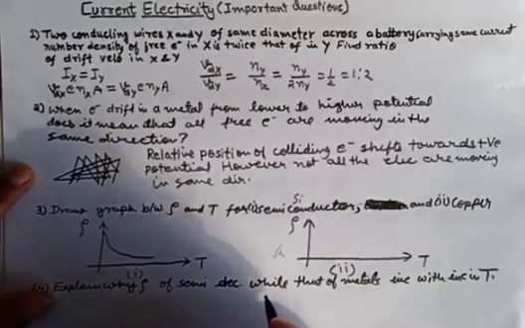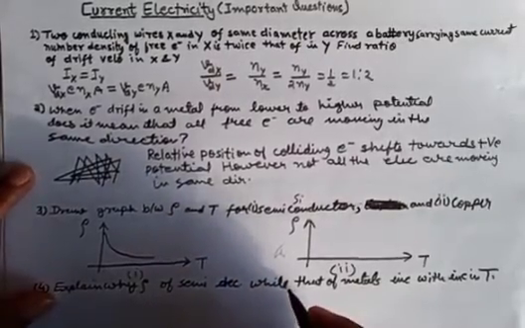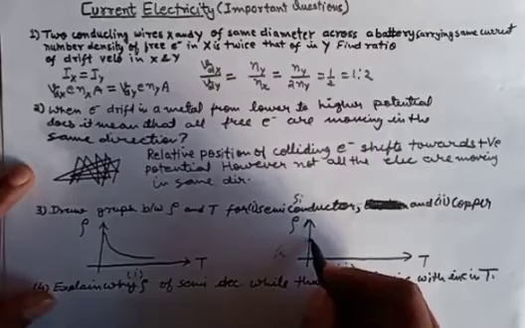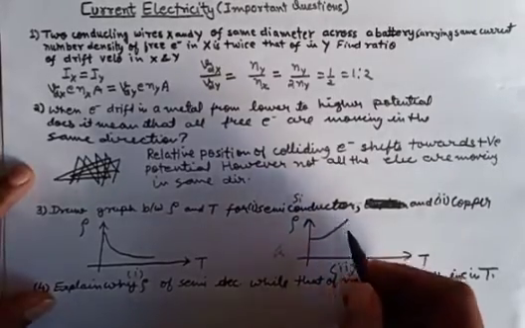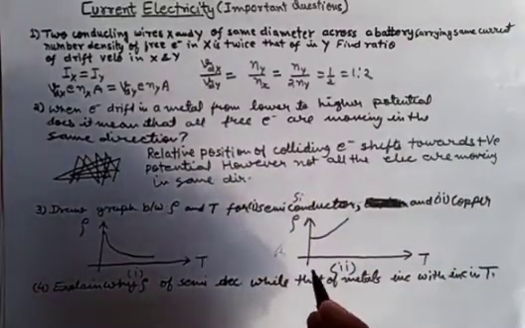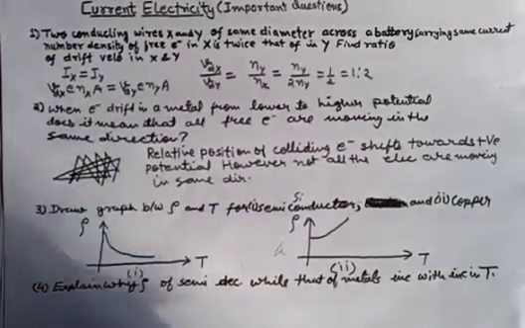And for metals, what happens? Resistivity increases with increase in temperature non-linearly. Actually, initially it increases non-linearly, then it can increase a bit linearly. But actually, this relation is non-linear.